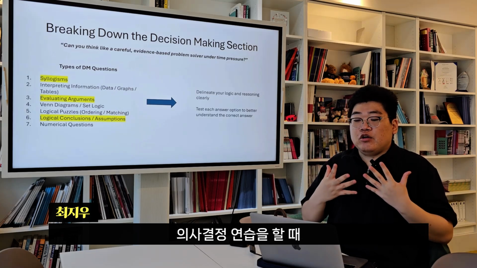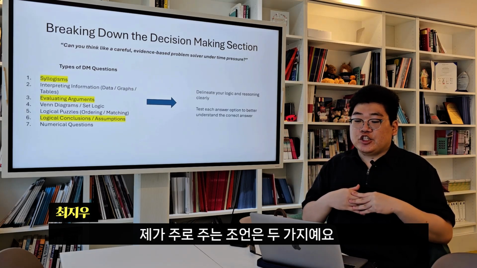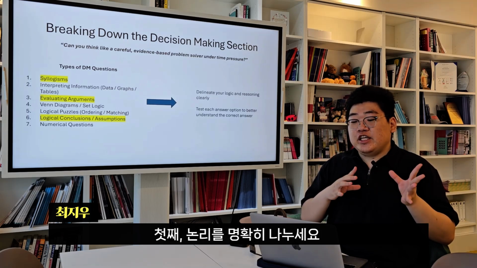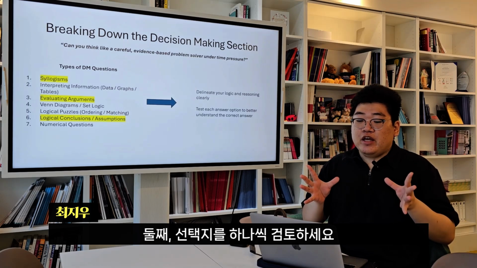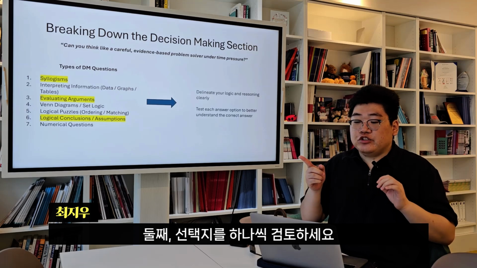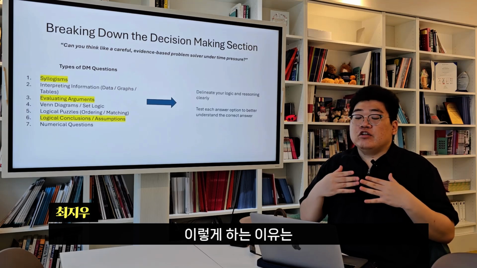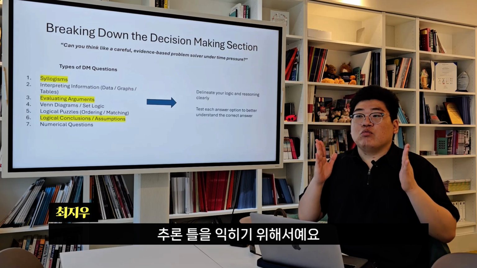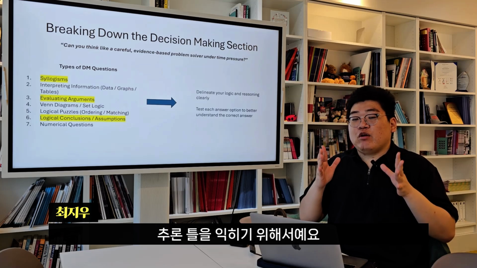So when approaching your practice for the decision-making section, the 2 main pieces of advice I tend to give are to, 1, delineate your logic and reasoning very clearly. And 2, test each answer option to better understand the correct answer. Now, the reason you want to do this is so that you get into the process of knowing what logic or what reasoning framework the UCAT wants you to be in.